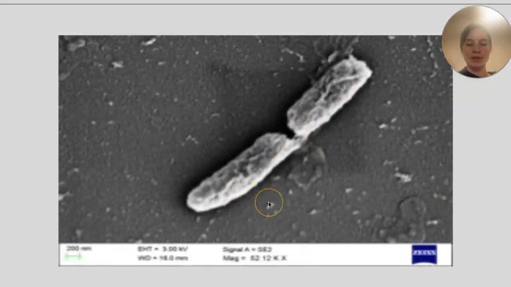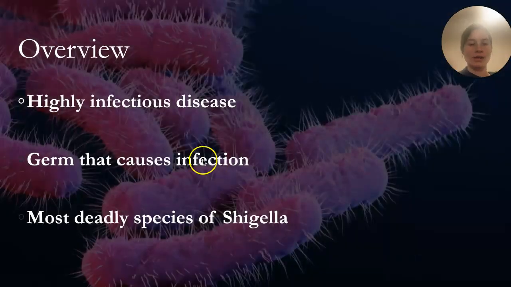If you'll notice, it's non-motile. It doesn't have any flagella or anything on it. It's just a normal rod bacteria. So I have it written here. There's more pictures of it in the background. Shigella is very infectious. It's a germ that causes infection, and the most deadly species of Shigella is Shigella dysenteriae.